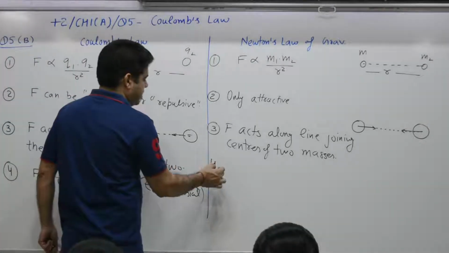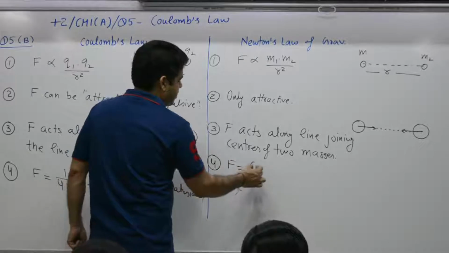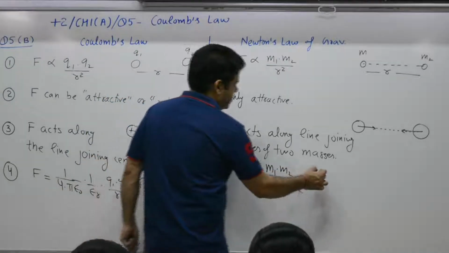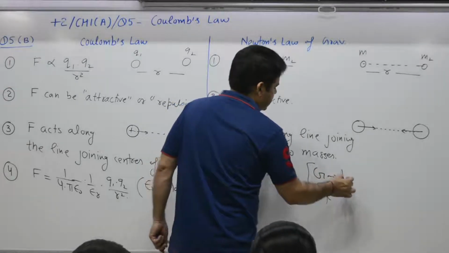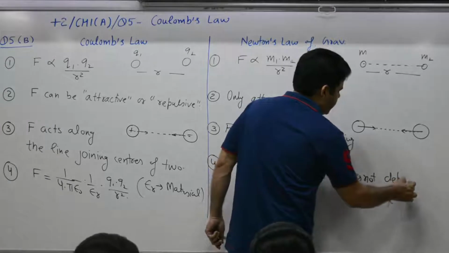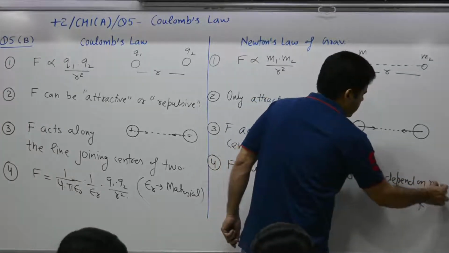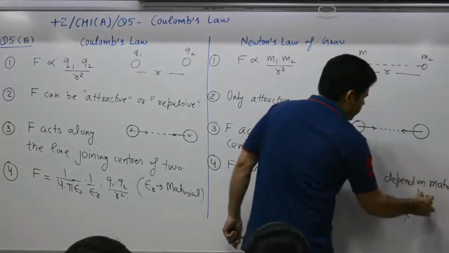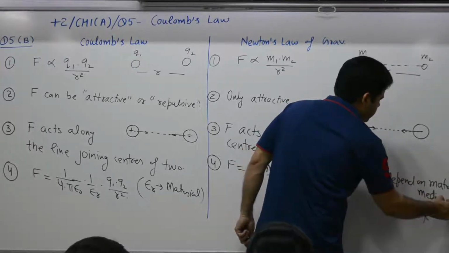What about this one? F is equal to capital G M1 M2 by R square. G, yes, does not depend on material medium, that is medium in between the two.